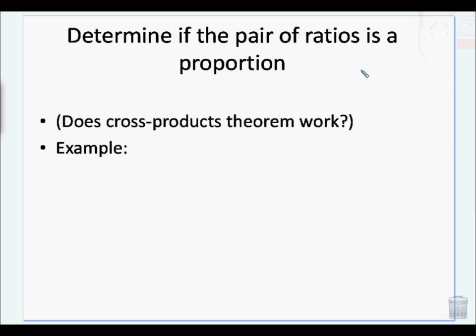Proportion. Okay, so to determine this, what we're going to do is you're going to cross multiply. If I have 2/3 and I have 10/15, okay, and I want to know if this is a proportion. Are they equal, basically? I'm going to cross multiply. And I'm going to get 30, and I'm going to get 30. These are equal. So, yes, it is a proportion.